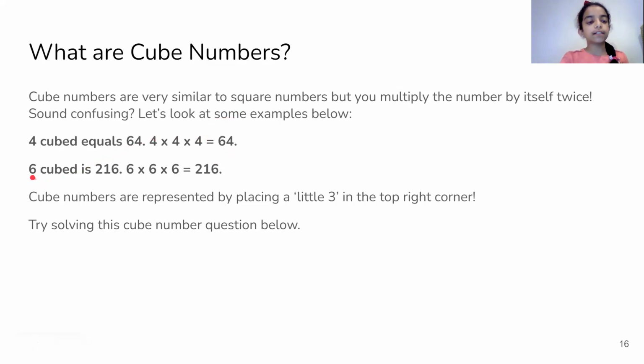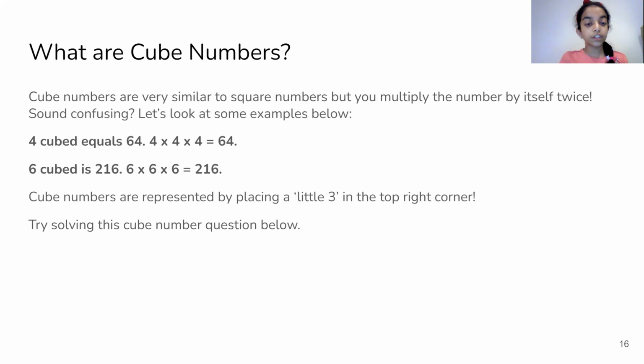And if we look at another example, 6 cubed is 216. 6 times 6 times 6 is 216. So cube numbers are represented by placing a little 3 in the top right corner. That's because you're multiplying 3 numbers together. So you can see this is very similar to square numbers.